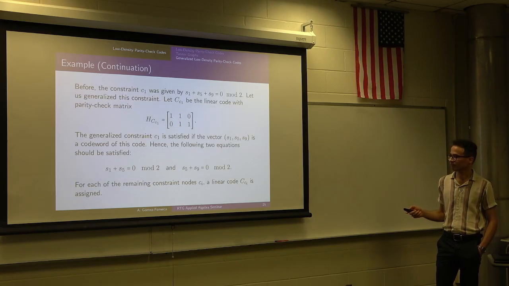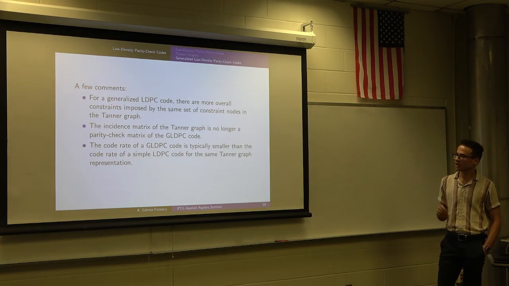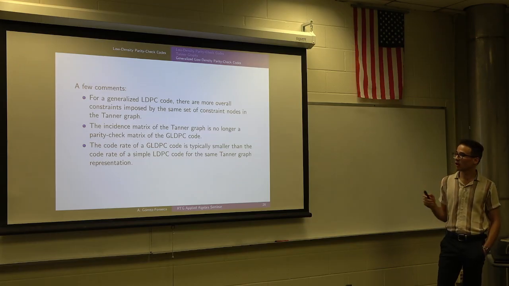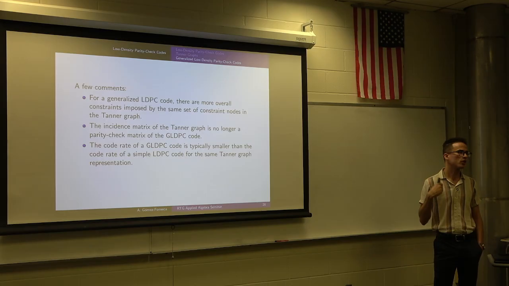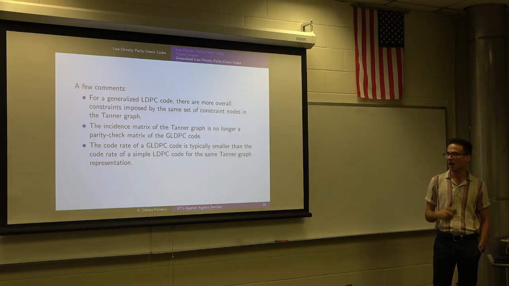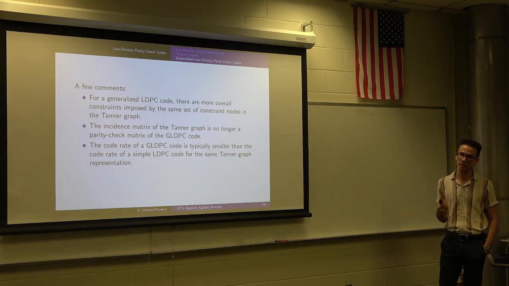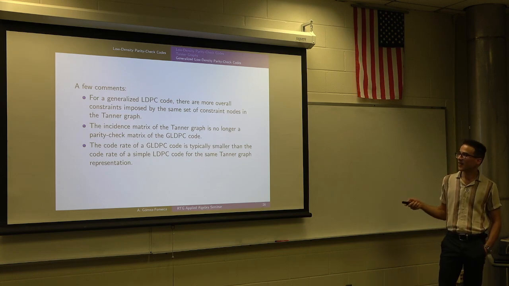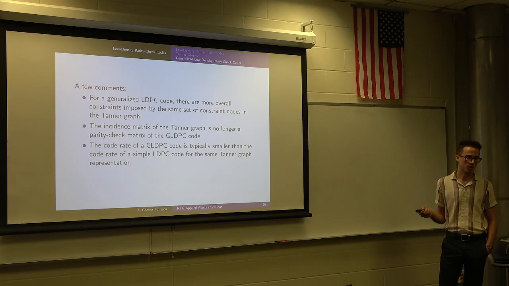Okay? So there are a few comments that I want to make when we talk about generalized LDPC codes. Overall, you have more constraints that should be satisfied, and that makes the rate decrease. The rate, which is the quotient between the dimension and the block length of the code, is typically smaller when you compare a simple LDPC code with a generalized one. And the incidence matrix, as I said, is no longer the parity check matrix of your code.